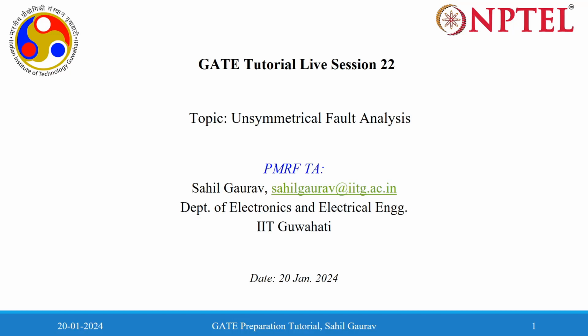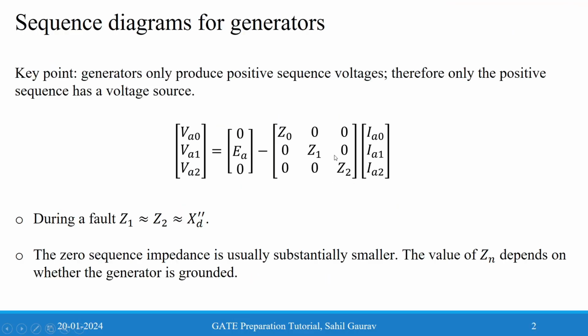Before we come to today's topic, let us first see the sequence diagram of generators and transformers, which is going to help in making the equivalent circuit diagram during the faults. For the sequence diagrams for generators, the key point is that generators only produce positive sequence voltages, therefore only the positive sequence has a voltage source. And this is the overall sequence equation for the generators.